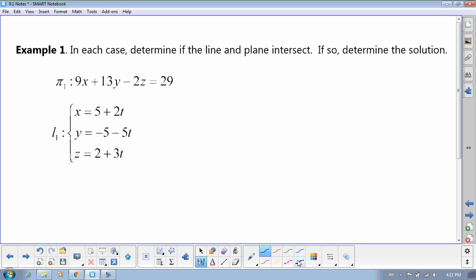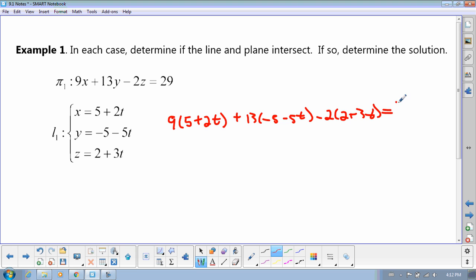If there is a point of intersection, there has to be some parameter t that is going to satisfy this equation. So I'm going to substitute that in. So I have 9, I'm going to change the x to the parametric equation, plus 13 times negative 5. So all I'm doing right now is replacing the variables with the parametric equations of the line. It has to equal 29.